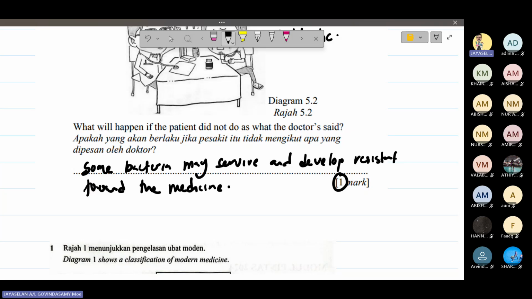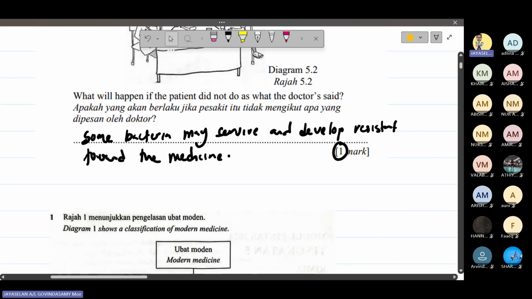That means the doctor needs to prescribe a high dosage or any other heavy antibiotic which can have side effects like nausea, organ damage, like that. Okay, we already learned all this. Some bacteria may survive and develop resistance towards the medicine.